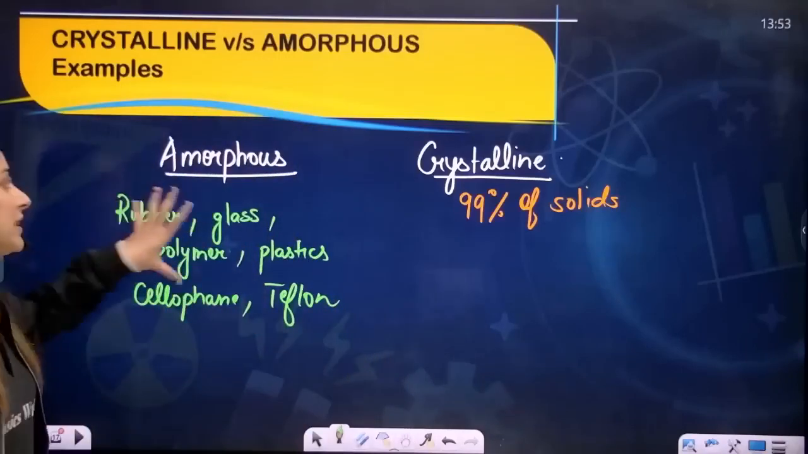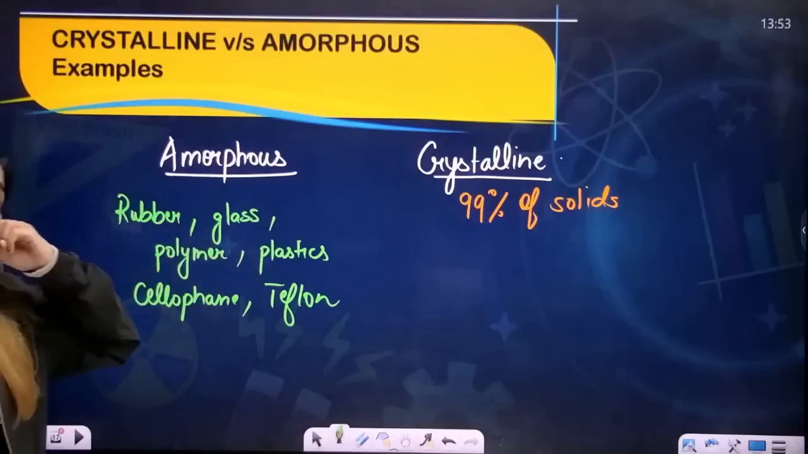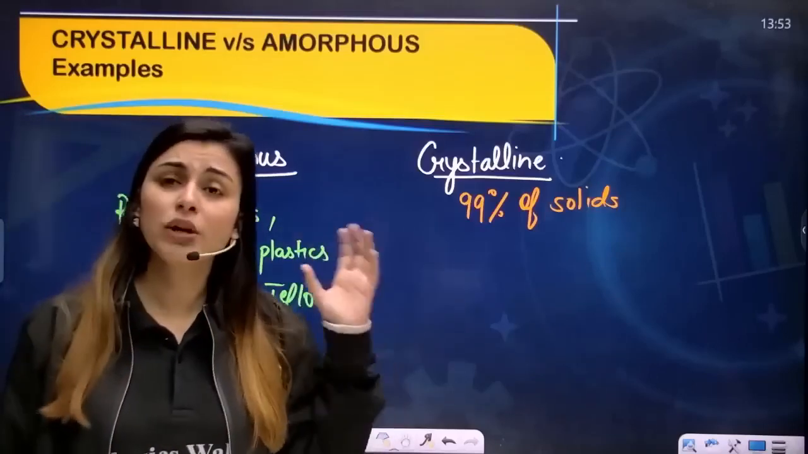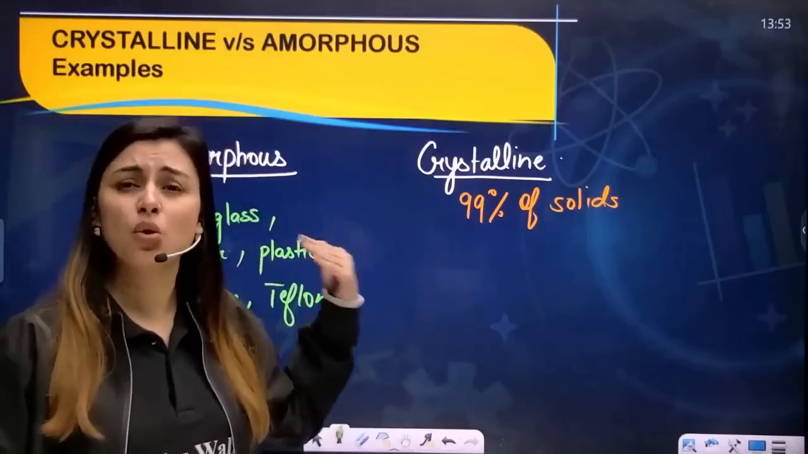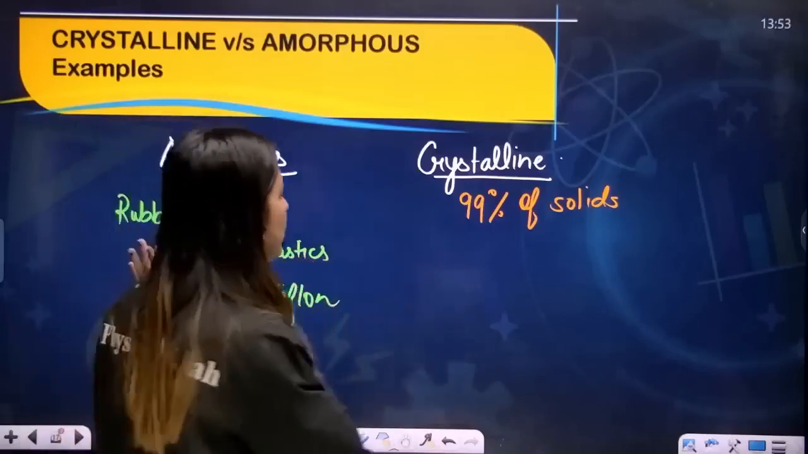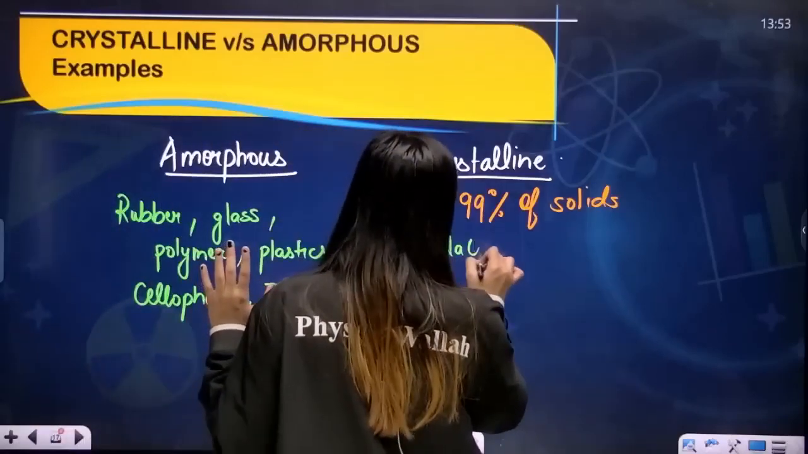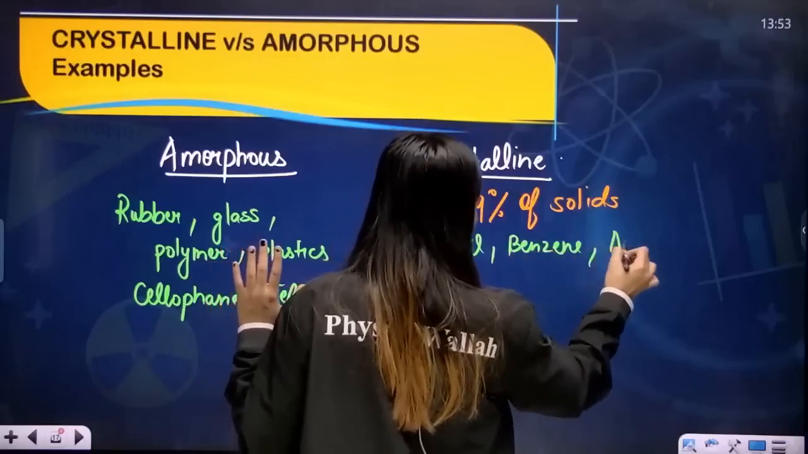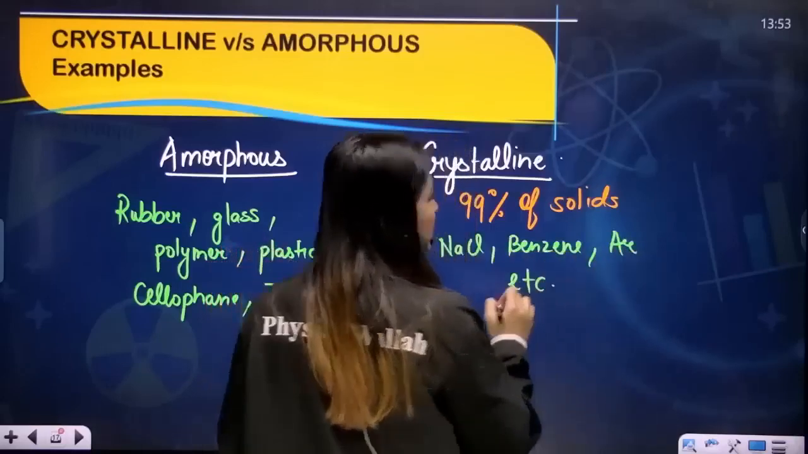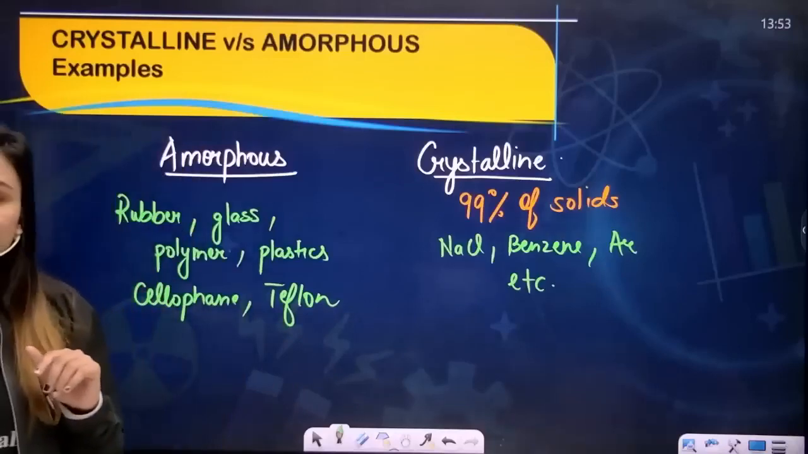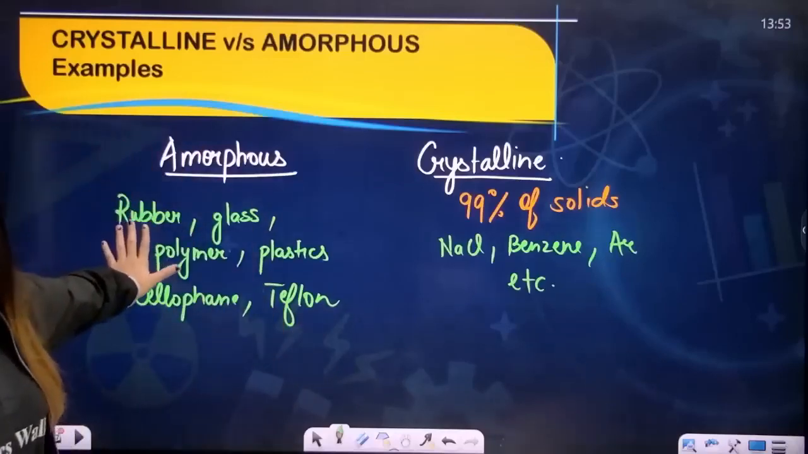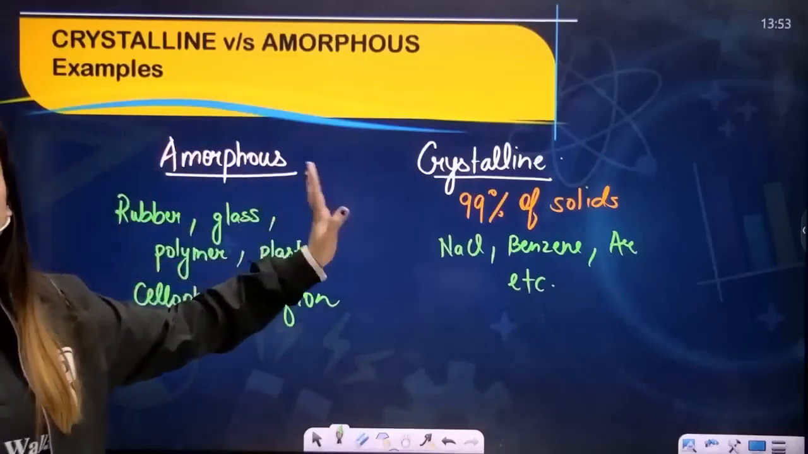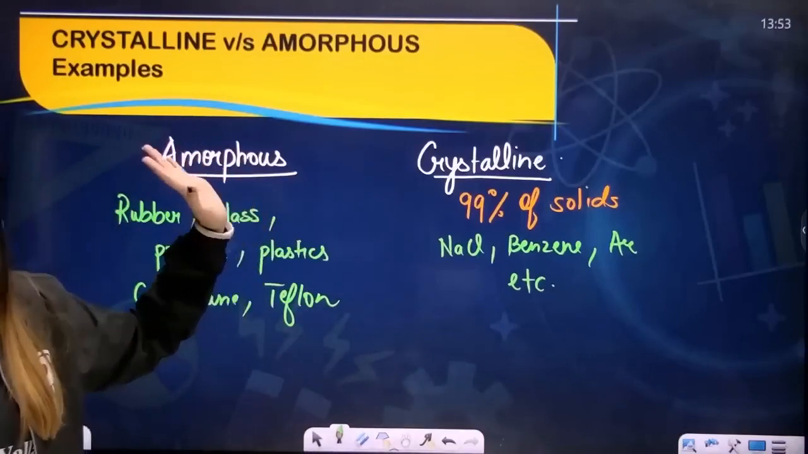Only and only these are amorphous, rest all are crystalline. Only and only these are polymers, rest all are crystalline. Example, your NaCl, your benzene, argon, etc. are crystalline in nature. So you only need to remember these. The rest left are crystalline in nature.